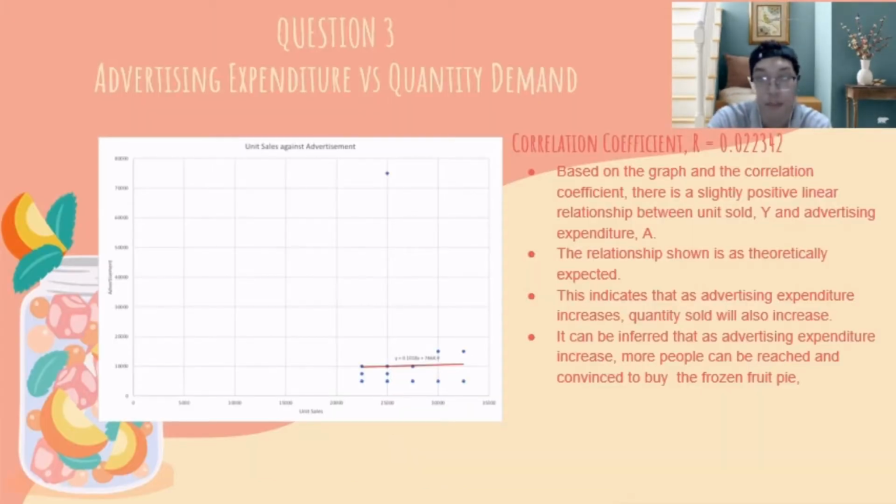The scatter plot shows the relationship between advertising expenditure versus quantity demand. Based on the graph, there is a slightly positive linear relationship between units sold and advertising expenditure. The relationship shown is as theoretically expected. This indicates that as advertising expenditure increases, quantity sold will also increase. It can be inferred that as advertising expenditure increases, more people can be reached and convinced to buy the frozen fruit pie.